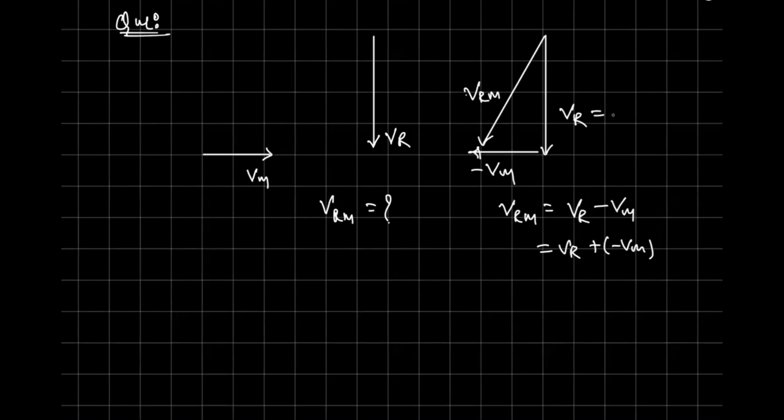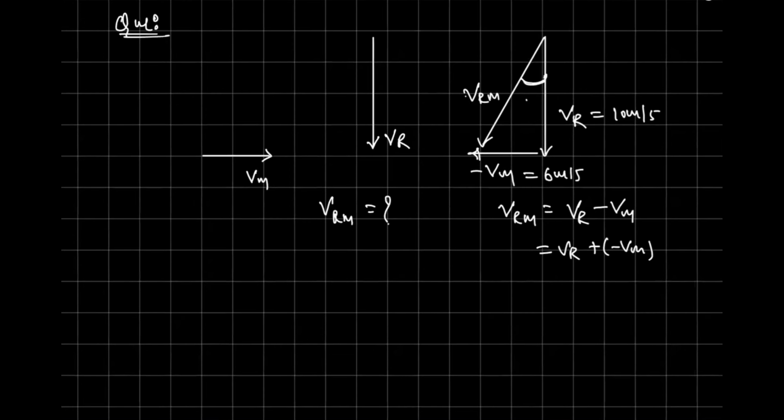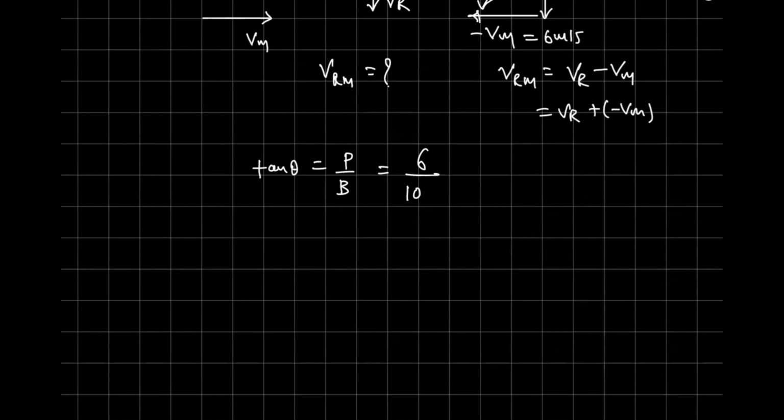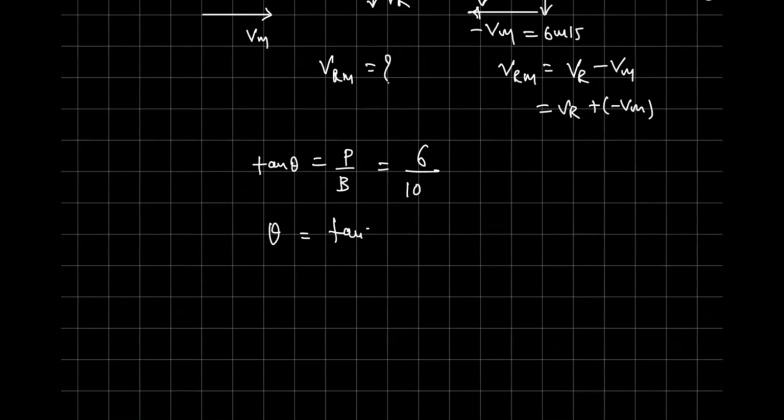The value of this one is given to you as 10 meter per second, and this value is given to you as 6 meter per second magnitude, right? And this angle you have to find. Say this angle is theta. So can I use tan theta equals perpendicular upon base? What is the perpendicular? 6. And what is the base? It is 10. So you will get theta equals tan inverse of 3 by 5.